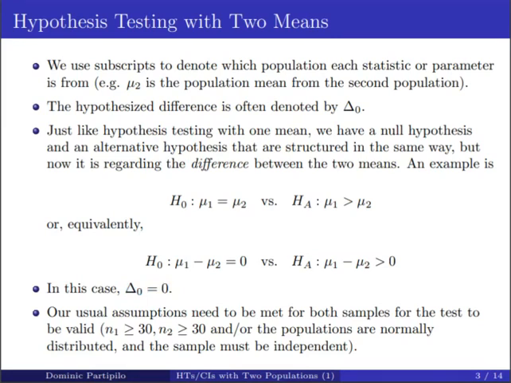So our usual assumptions need to be met for both samples for the test to be valid. So we're going to need n1, the sample size from the first population, to be greater than or equal to 30, the sample size from the second population needs to be greater than or equal to 30, and/or the populations need to be normally distributed. And then the samples must be independent. These are all the same normality checks that we did before when we were dealing with one mean, so this is nothing new.